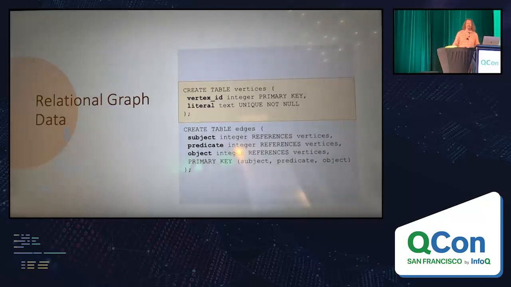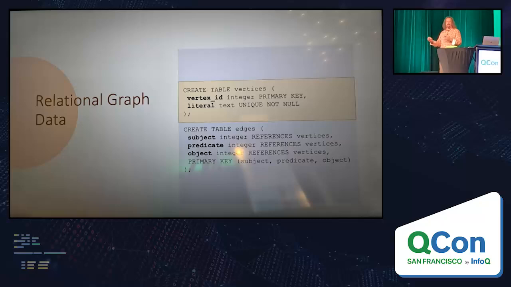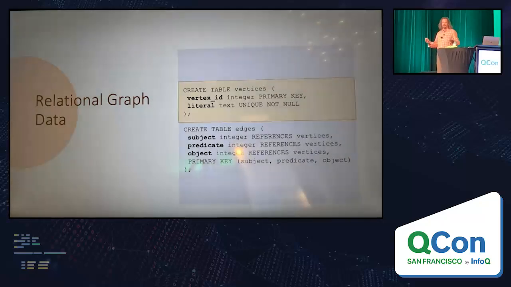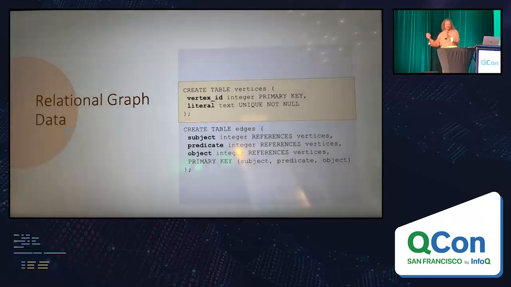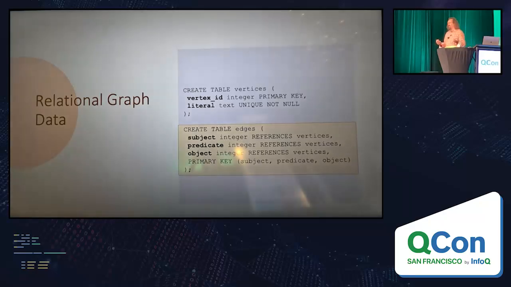Basically, relational graph data is two tables, right? I have a table of vertices, and this is just mapping strings to integers. That's all it's doing. So a vertex is represented by a string. Inside the database, we'd like to represent it with a fixed length integer. That's what this does. Okay, now the exciting part, I have a table of edges.